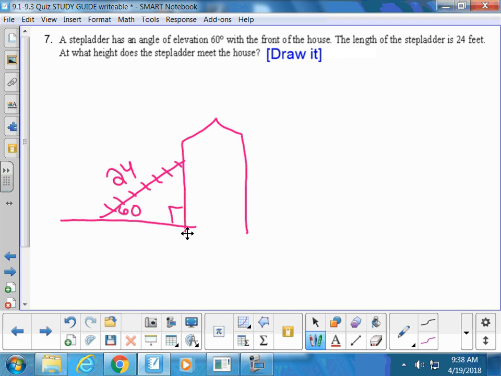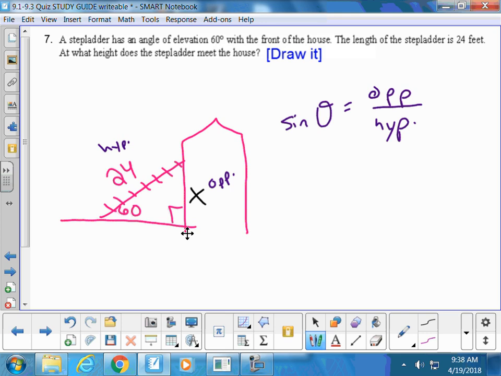Any other information they're providing that I'm forgetting about? Don't think so. At what height does the stepladder meet the house? So are we looking for this measurement down here along the ground or the measurement up here along the house? So my X will go right there. For one ticket, let me know whether we are using sine, cosine, tangent, or Pythagorean theorem. Jessica. Sine, I agree. Good. So we're going to use sine because this X is opposite the 60 and this 24 is a hypotenuse. And sine of theta is opposite over hypotenuse.